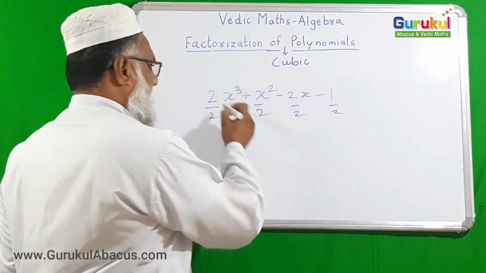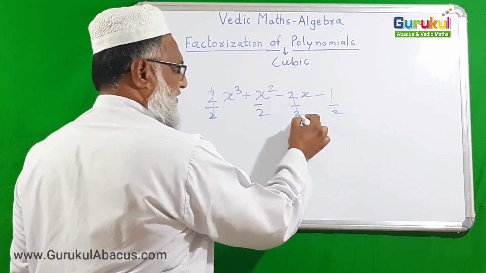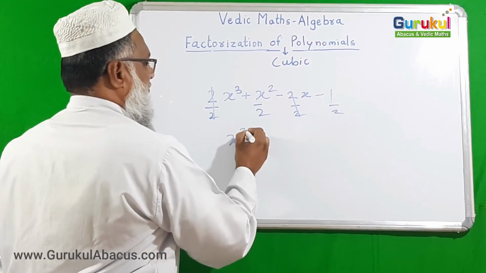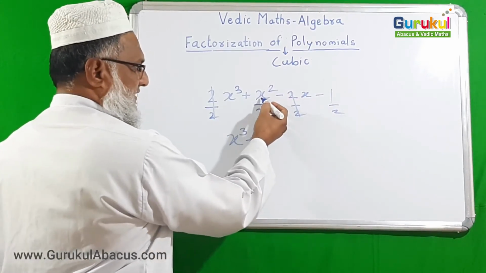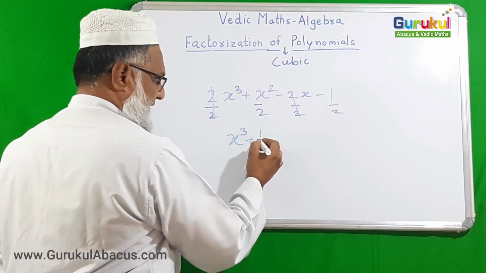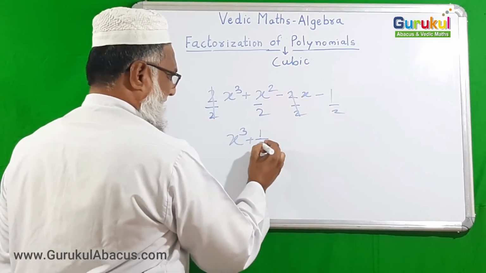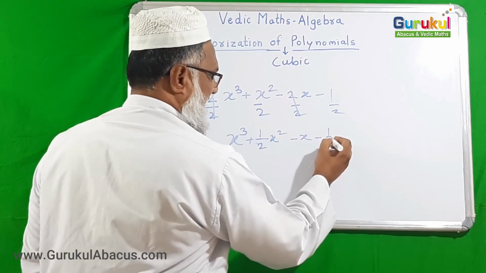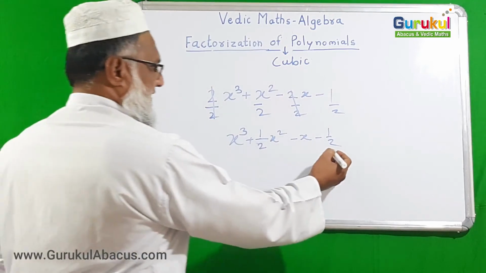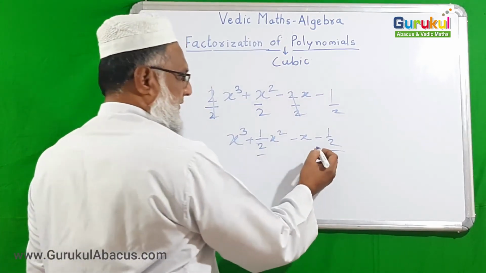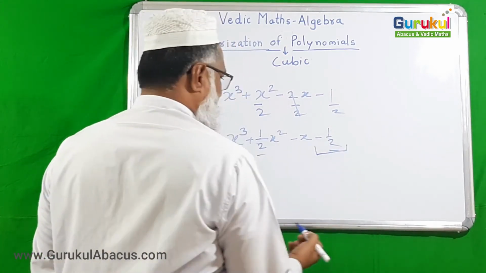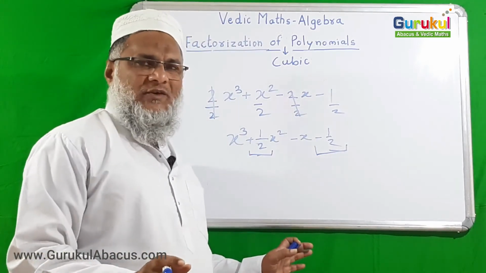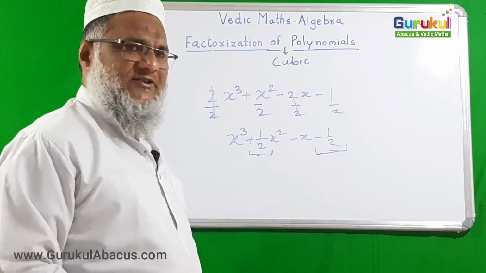So by dividing, what would happen? This and this would cancel, this and this would cancel, and further we write x cube plus, now I want to write this way, 1 and half x square minus x minus 1 and half. That's it. Now for the last term and the second term: the multiplication of all those three factors should be minus 1 and half, and the addition of all those factors should be plus 1.5. If those two conditions are followed, then our example will be correct.